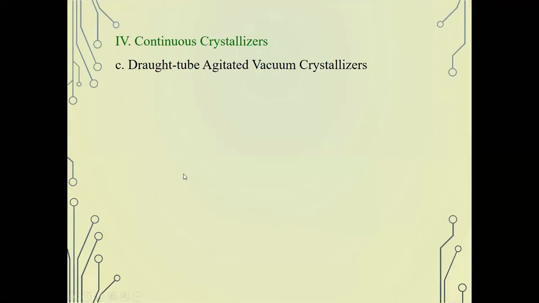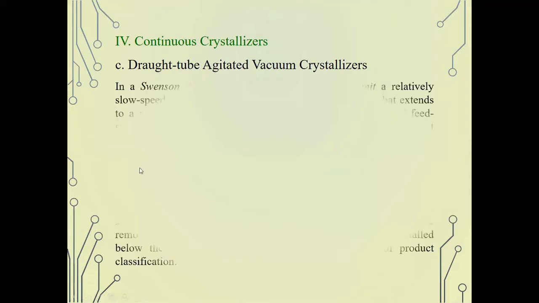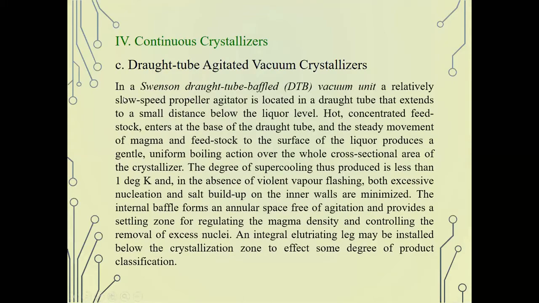Now we have under here also the draught tube agitated vacuum crystallizers. So in a Swenson, again another Swenson modification, the draught tube baffled vacuum unit, a relatively slow speed propeller agitator is located in the draught tube that extends to a small distance below the liquid level. Now, hot concentrated feedstock enters at the base of the draught tube, and the steady movement of magma and feedstock to the surface of the liquor produces a gentle, uniform boiling action over the whole cross-sectional area of the crystallizer.